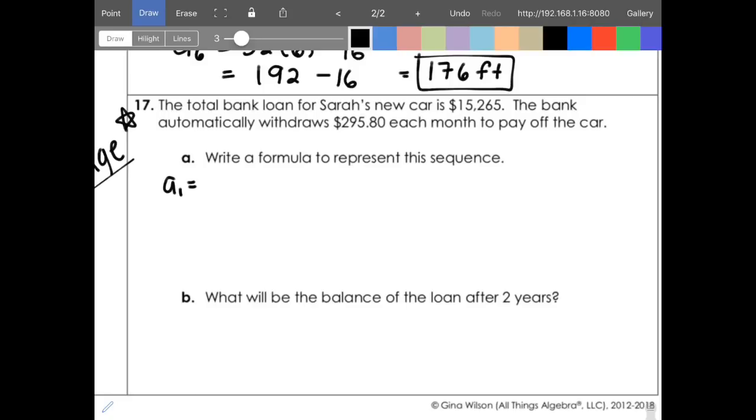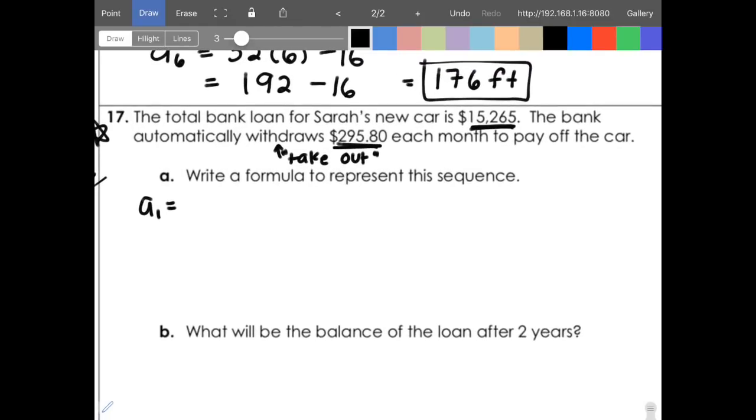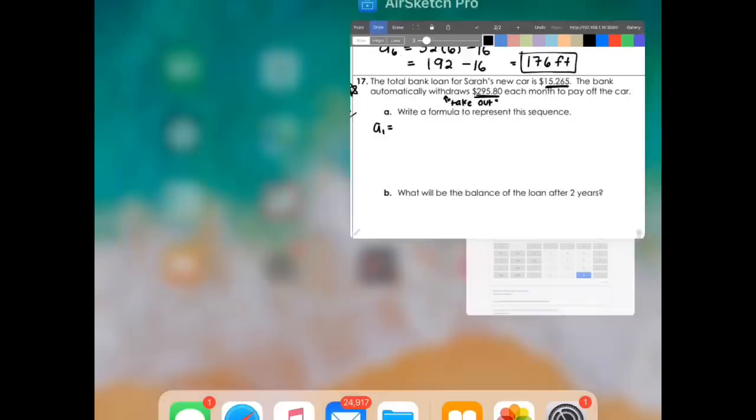So it says write a formula to represent this sequence, and it withdraws this much money each month. The very first month, she's not going to have this much on her loan. She's going to have $15,265 minus, because withdraws means take out. It automatically takes out $295.80 each month to pay off the car. So we're going to have to take $295.80 away from $15,265.